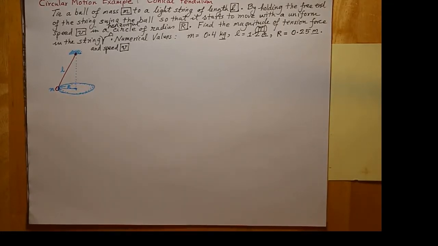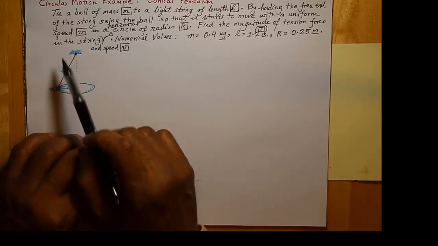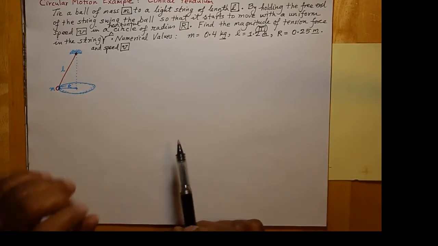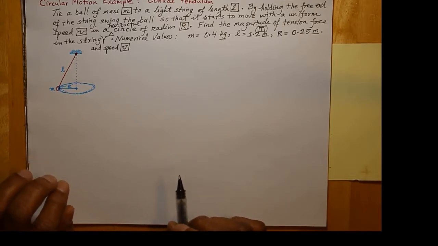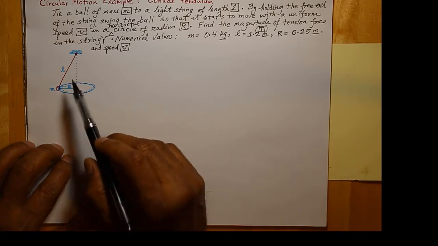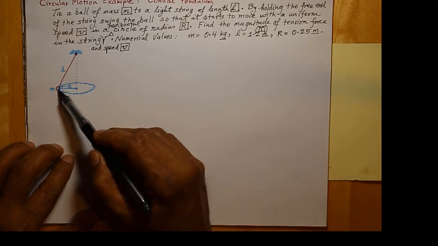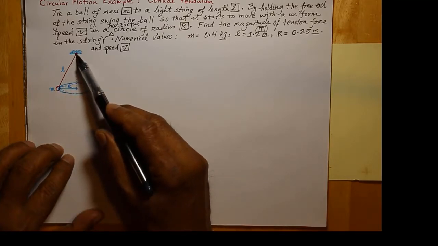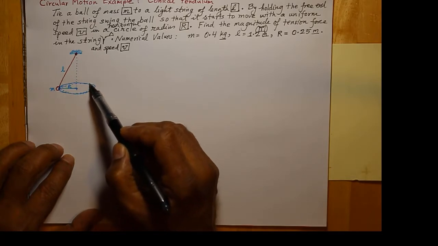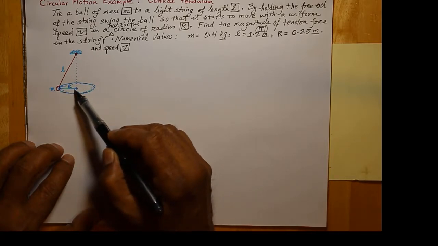In this video we will study an example where a ball moves in a circle, and it's a very standard example of a circular motion problem. So you tie a ball with a string, and then you swing it around till it starts to go in a circle of radius r.